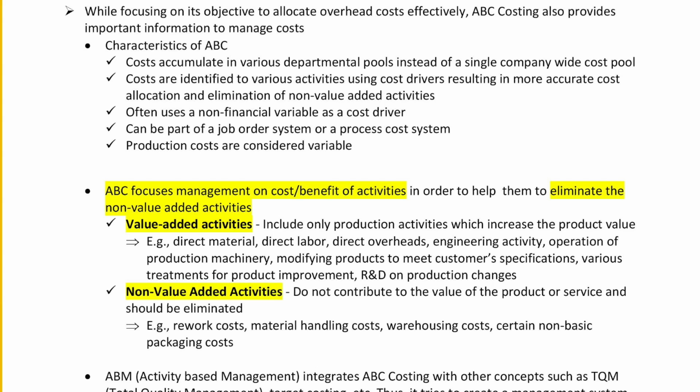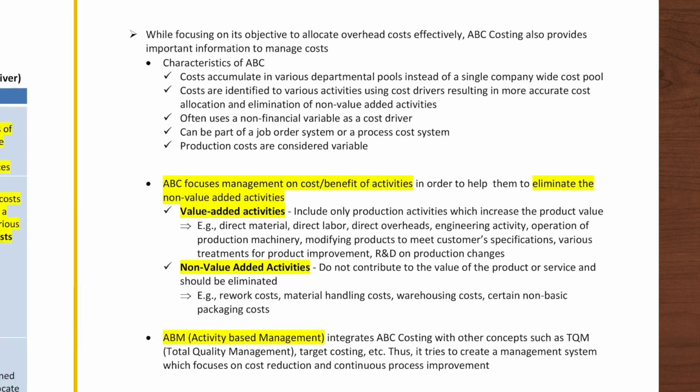On the next sub-bullet, highlight ABM, that's activity based management. Now activity based management integrates ABC with other concepts such as TQM, total quality management, target costing, etc. Therefore, it tries to create a management system which focuses on cost reduction and continuous process improvement.